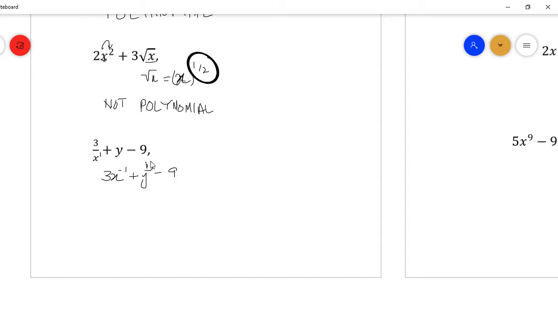1 is a whole number. Yes, but what about this minus 1? Is it a whole number? No, it's a negative number. It is an integer. So this given expression is not a polynomial.